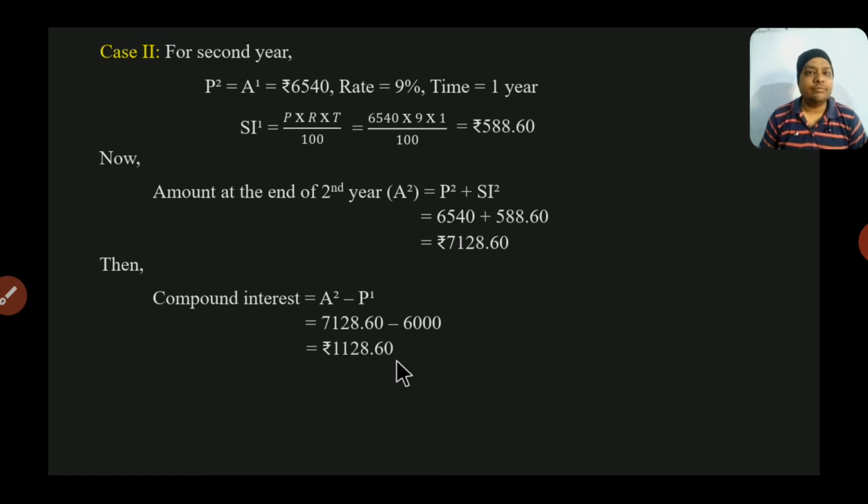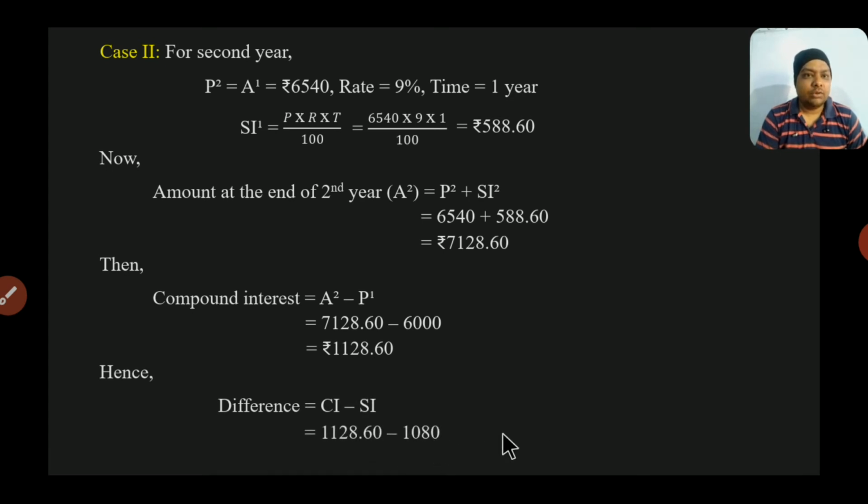And we have already found the simple interest. So we can say that here the difference will be what? Let's solve it. We will get the value rupees 48.60. And that will be the difference. And that will be our answer. Okay, students? I hope that you all have understood. So let's solve the last question of the day here.